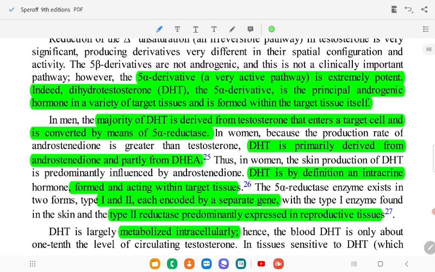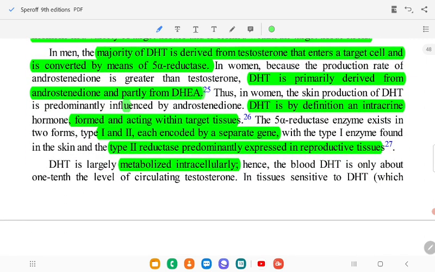Thus, in women, the skin production of DHT is not influenced by androstenedione. DHT, dihydrotestosterone, is by definition an intracrine hormone, formed and active within the target tissue. The 5-alpha reductase enzyme exists in type 1 and type 2, which are encoded by separate genes. Type 1 enzyme is found in the skin. Type 2 is predominantly in the reproductive tissue.